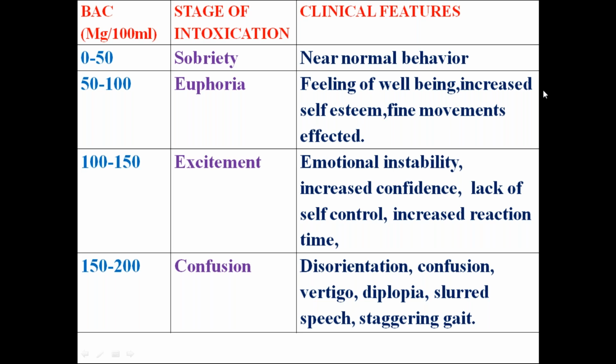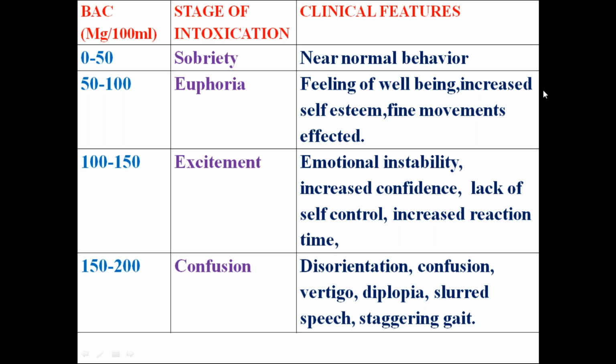Then if the alcohol content increases from 50 to 100, he will be in a stage of euphoria, where he will feel a sense of well-being. There is an increase in self-esteem. The fine movements are affected, like picking up or buttoning and unbuttoning of clothes. So the person will be in euphoria, feeling of well-being, feeling that his problems are not there. So these are euphoric effects if the blood alcohol concentration is about 50 to 100 milligrams per 100 ml.